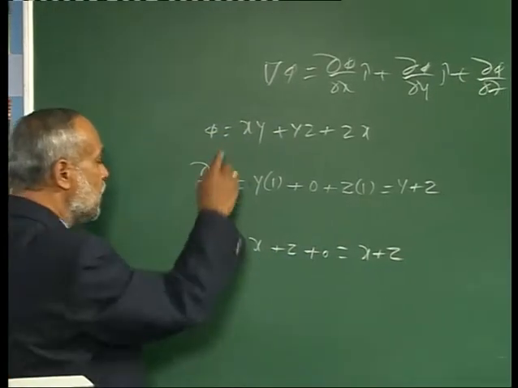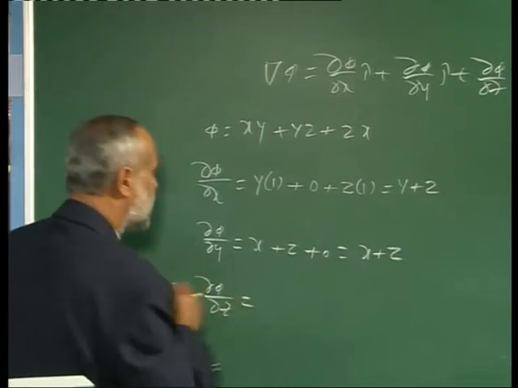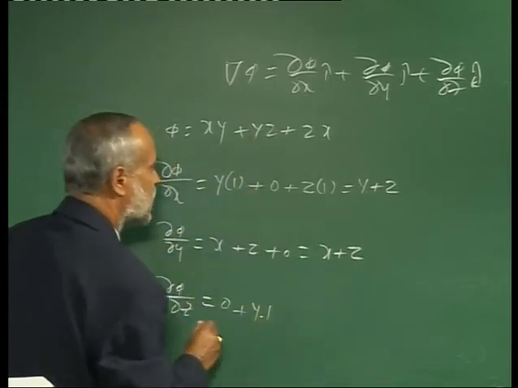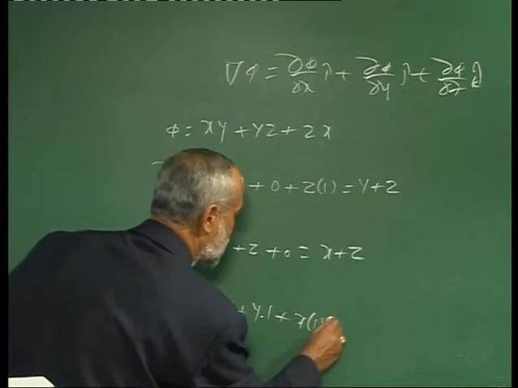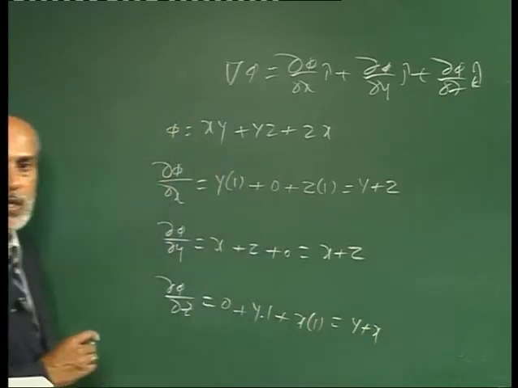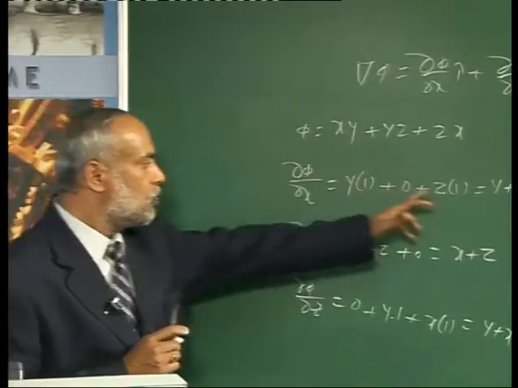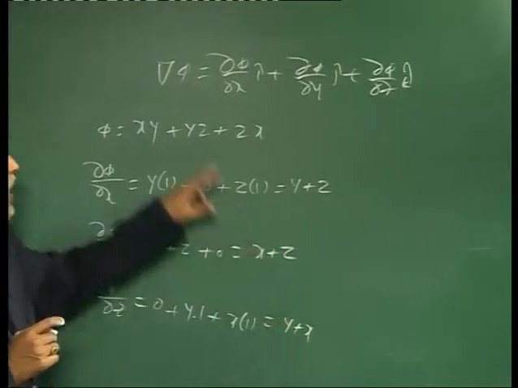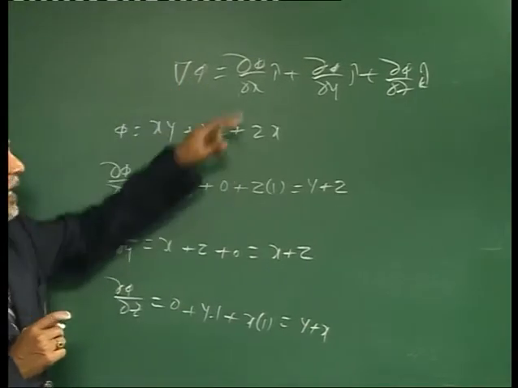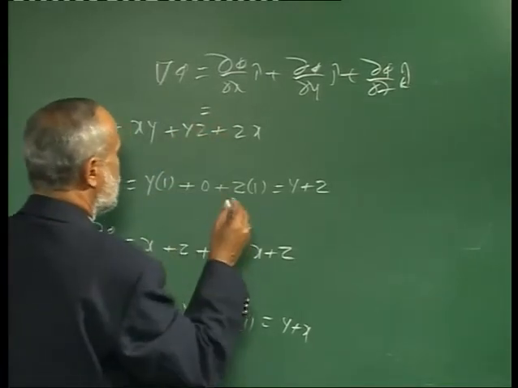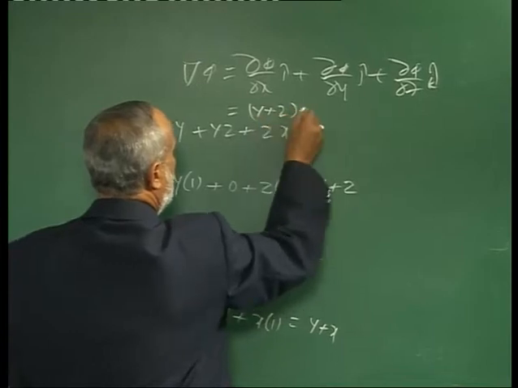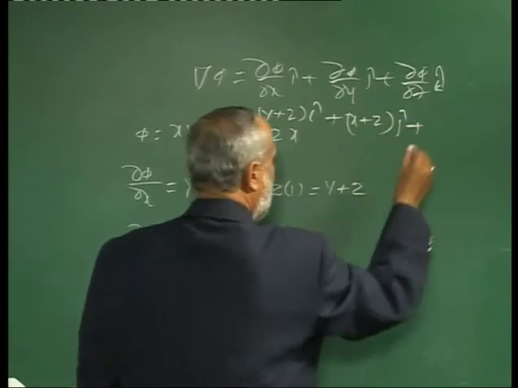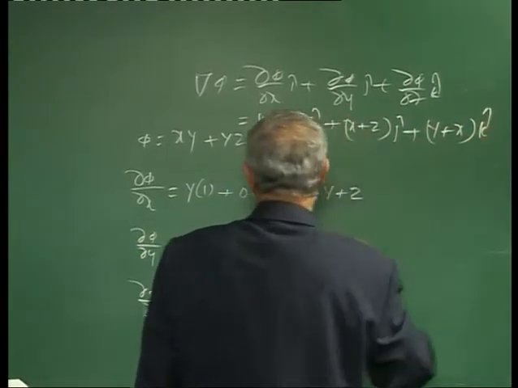Similarly, differentiating partially with respect to z, dou phi by dou z is equal to xy is 0, there is no z term, plus y is constant, z differentiation is 1, plus x is constant, z differentiation is 1. This is y plus x. So, after getting dou phi by dou x value y plus z, dou phi by dou y value x plus z, dou phi by dou z value y plus x, you can substitute in the formula. Gradient of phi is equal to (y plus z) i cap plus (x plus z) j cap plus (y plus x) k cap. This is gradient of phi.